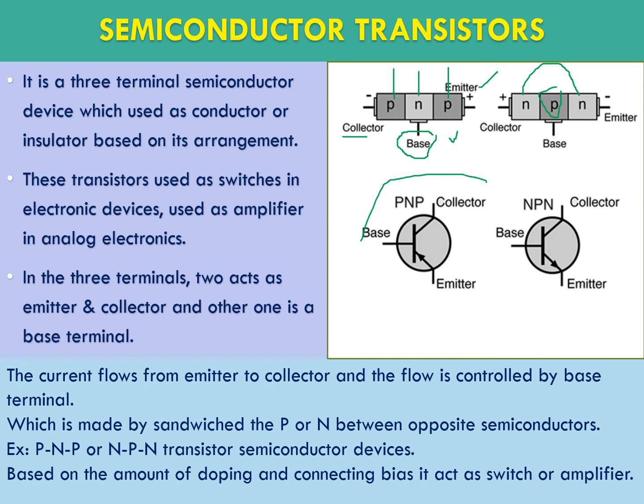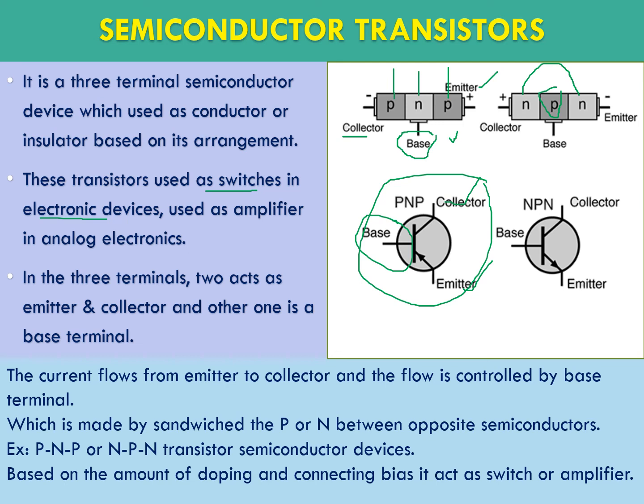You can show it like this here. One acts as a collector, one acts as an emitter, and in between the base is there. Based on the composition and arrangement, they act as insulators or conductors, and they can also adjust the flow of electricity. That's why they are used as switches in electronic devices. That means off and on: they can flow the full electricity or fully stop the electricity. That means fully acting as conductors and fully acting as insulators, on and off devices.